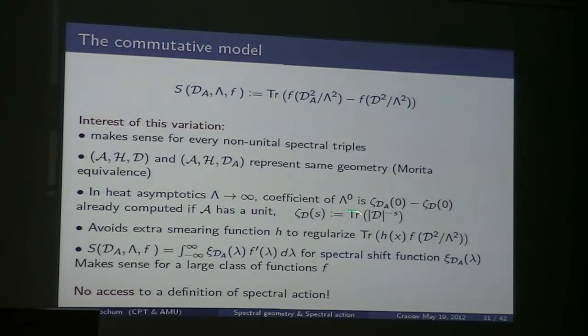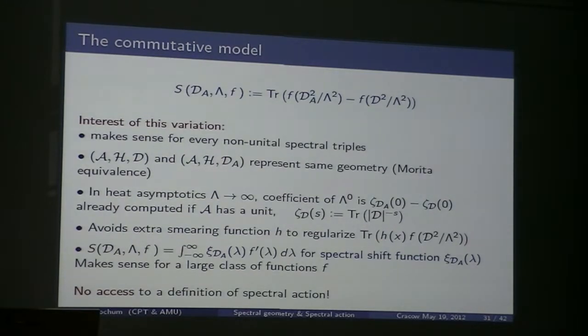So I remind you that the zeta function is just this definition. The interest of this is also to avoid what you can see in many physics papers, namely the extra smearing function h, just to regularize your trace. If you add something which is a spatial regularization, then of course you end up with something which is trace class. But h is an extra parameter, and it's difficult to justify the meaning of it. Okay, so you avoid that.